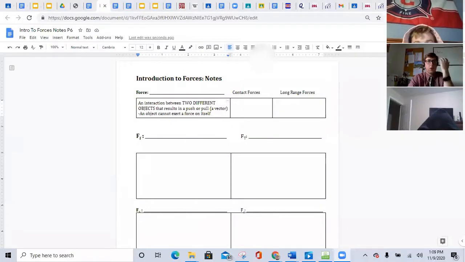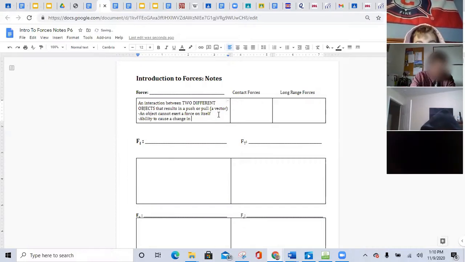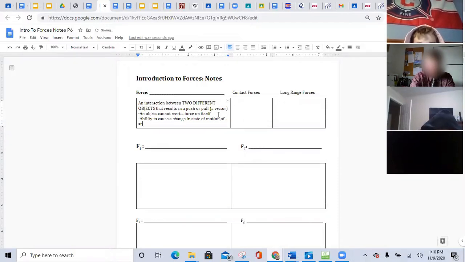All right. So again, definition: an interaction between two different objects that results in a push or pull is a force. An object cannot exert a force on itself. And Mr. P's definition is a force is an ability to cause a change in state of motion of an object. It doesn't mean it's always going to cause one. It just means it has the ability to cause that.